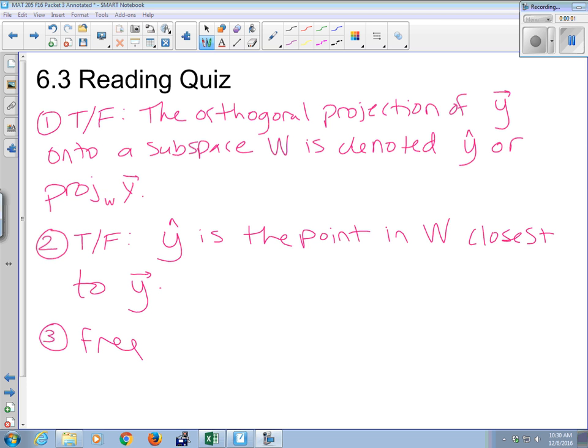True or false? The orthogonal projection of a vector y onto a subspace W is denoted y hat, or the projection of y onto W. True. Okay, true or false? Y hat is the point in W closest to y. True. And you get the last point for free today.